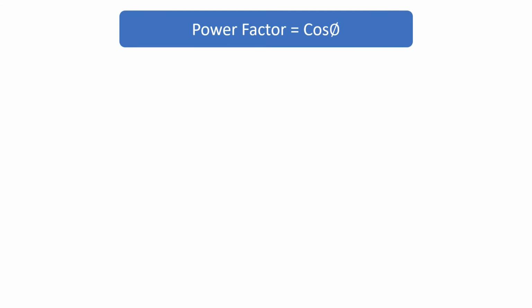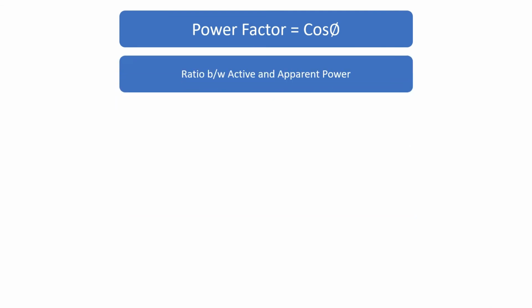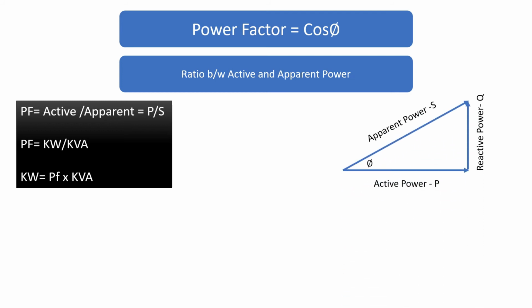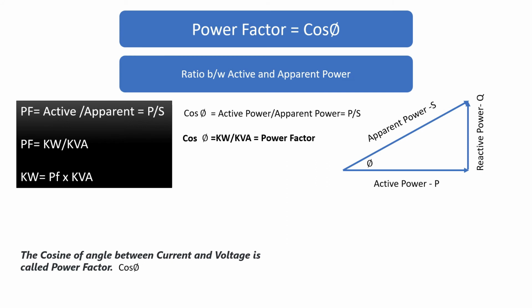Now we know what a power factor is. The power factor is the ratio between active and apparent power. In other words, power factor is the ratio between kilowatt and kVA. So, the kilowatt is the product of power factor and kVA. Now consider the triangle of power. The power factor is the cosine of the angle between the active power and apparent power. There is another definition of power factor. The cosine of the angle between the current and voltage is also known as the power factor.